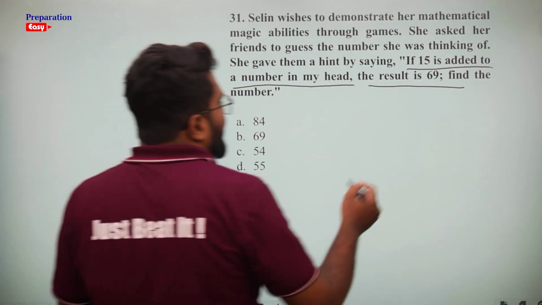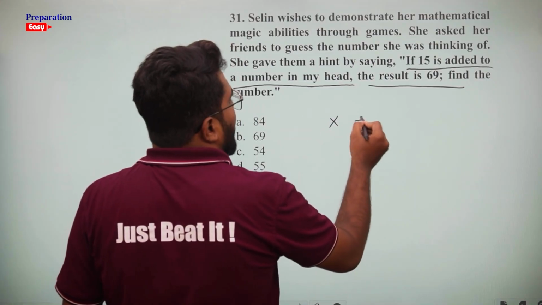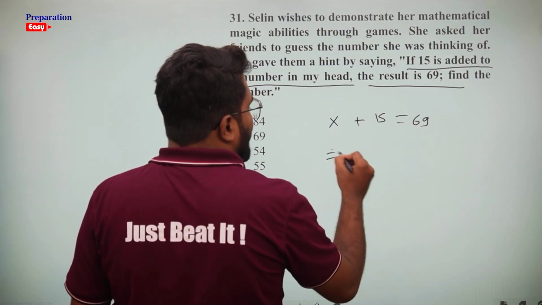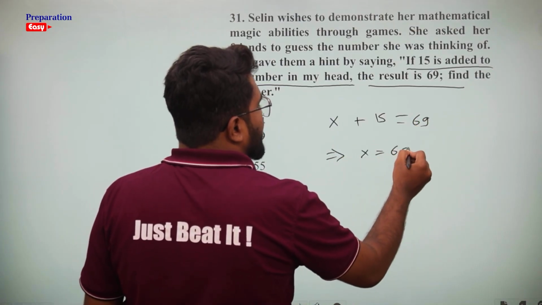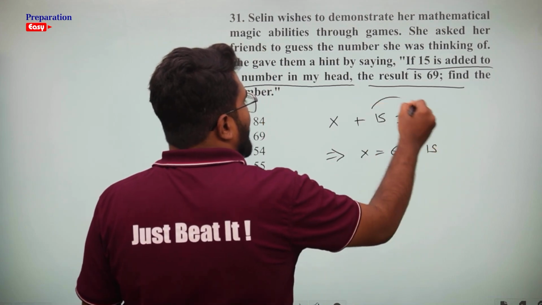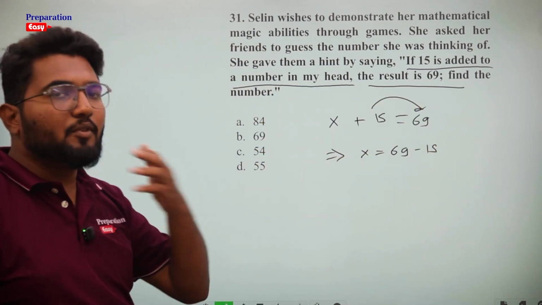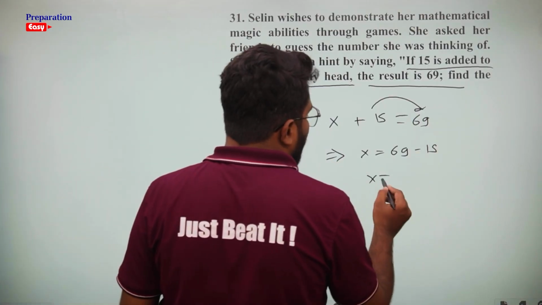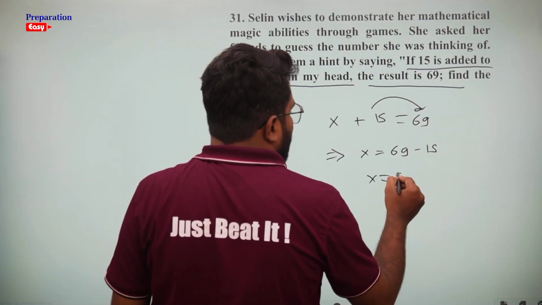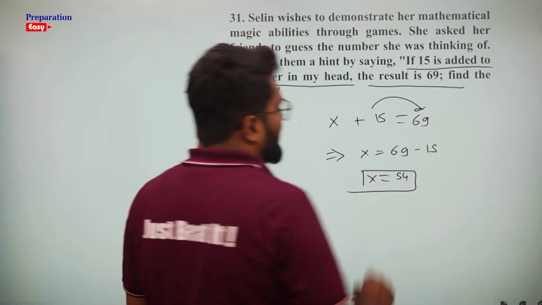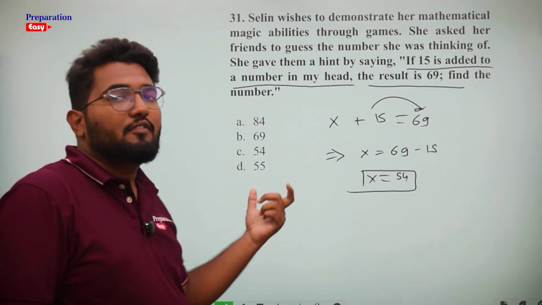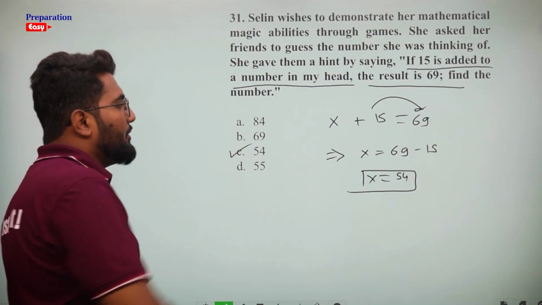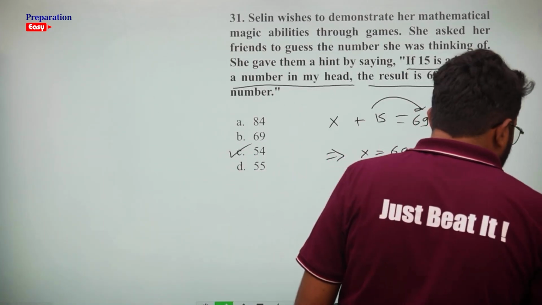So Selene is considering a number x, and adding 15 gives 69. That gives x equals 69 minus 15, because 15 is in addition. It will move to the RHS and become subtraction. So x will be equal to 69 minus 15, that is 54. x equals 54. So Selene was considering the number 54 in her mind. Okay, so option C will be our correct answer. Let's move towards the next question.